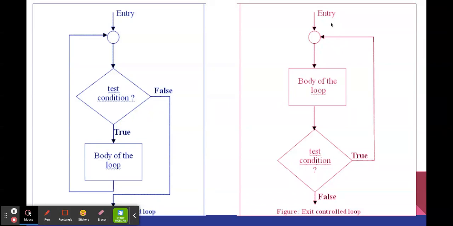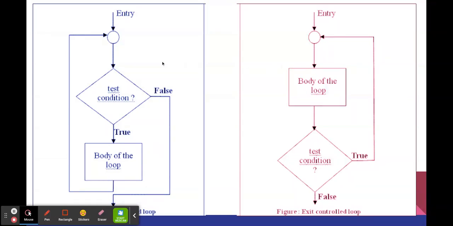And what happens in exit control loop? In exit control loop, first of all, body of the loop is executed, and after it condition is tested. If condition is false, then loop ends, otherwise loop starts again with body of the loop, right?